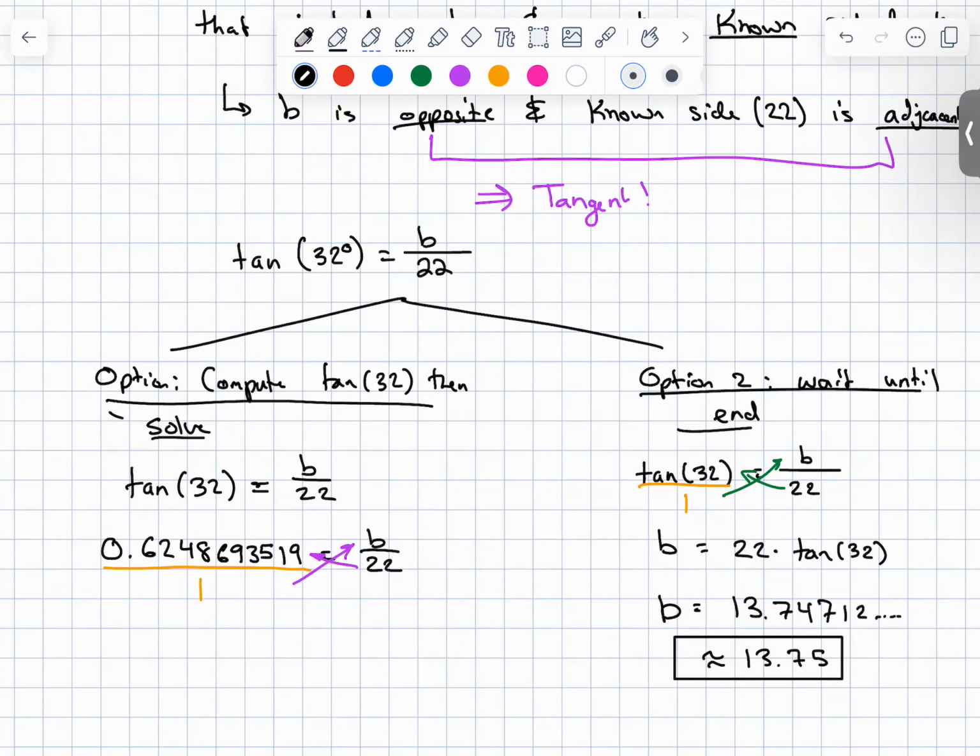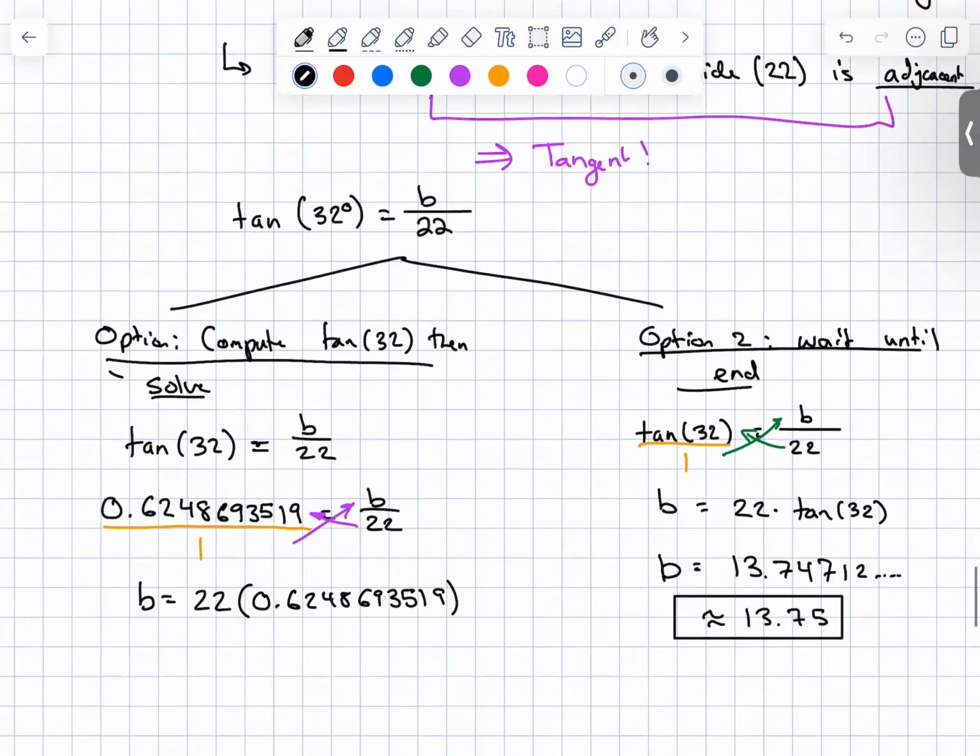And so I get B is equal to 22 times 0.6248693519. And if I do that, I end up with, once again, the same thing. I get 13.7471, so approximately 13.75. I get the exact same answer, which is what we'd expect, right? I'm just solving it a different way, so it should give me the same answer.